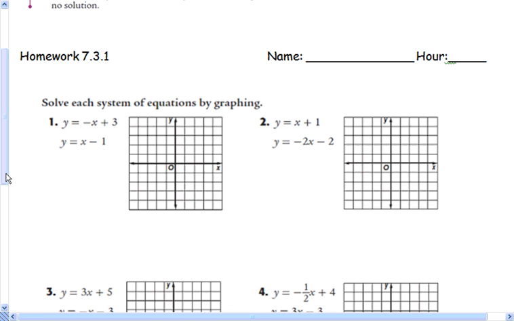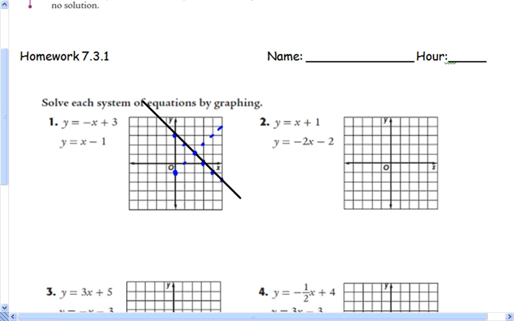Let's graph this. So my y-intercept for the first equation is 3. My slope is -1, so that means I'm dropping 1 every time I go over 1. So that's going to look like that. And I'll go ahead and draw a line through that. All right, so there's that equation. And my other equation has a y-intercept of -1 and a slope of 1. So that's this.